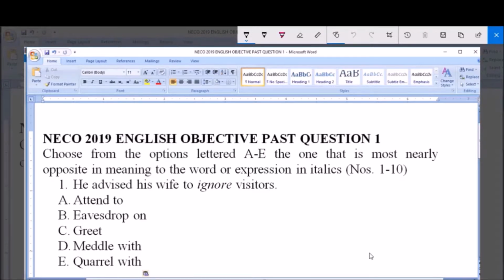Question number 1. The instructions say we choose the option that is most opposite in meaning to the word italicized, and the word italicized is ignore. Ignore is the italicized word, and the sentence says: He advised his wife to ignore visitors.